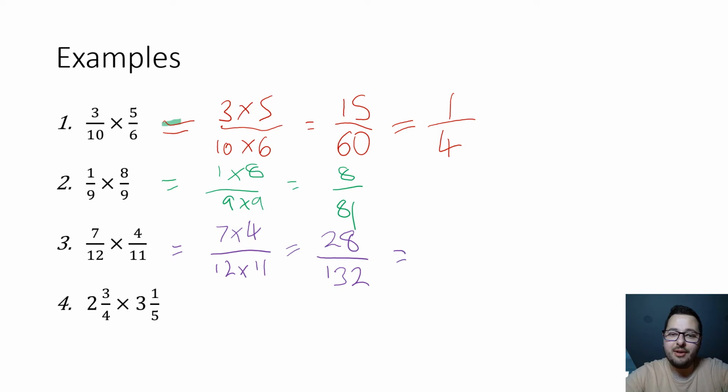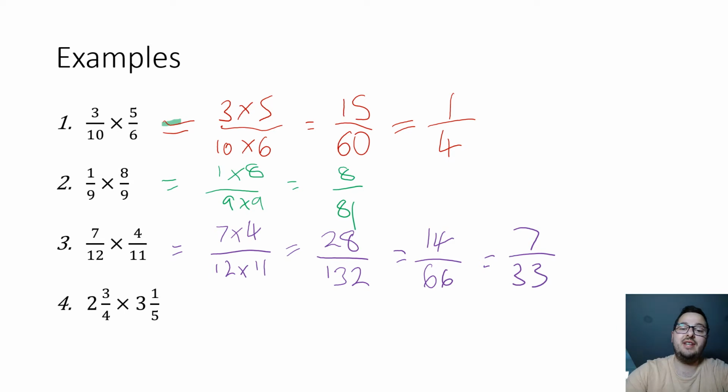Can we divide it by 4? Well, let's divide it by 2 to start with. 28 divided by 2 is 14. 132 divided by 2 is 66. And then, yeah, we can divide by 2 again. 14 divided by 2 is 7. And 66 divided by 2 is 33. So that is our answer.